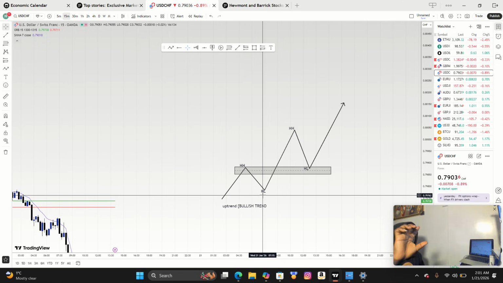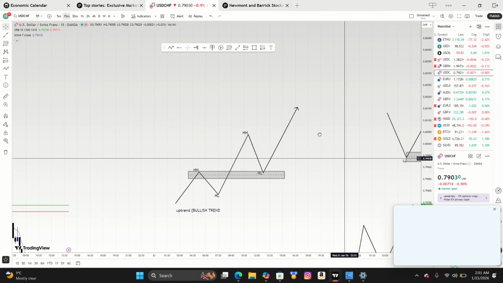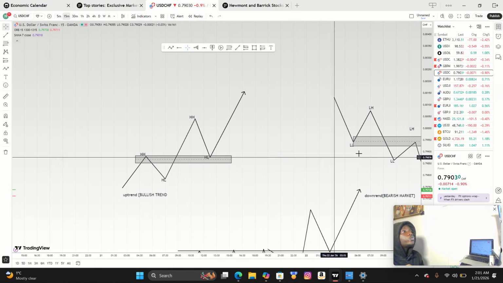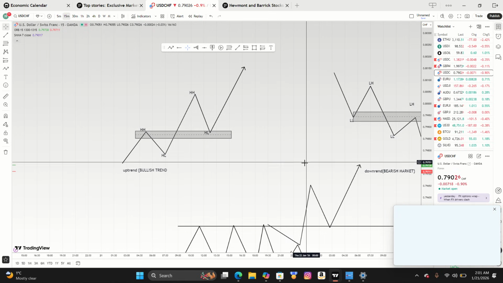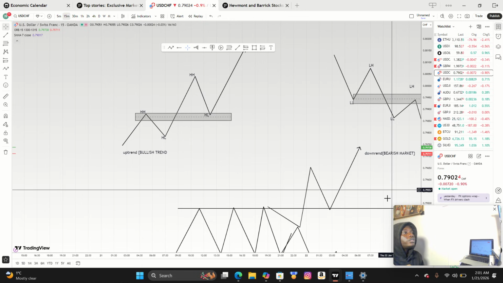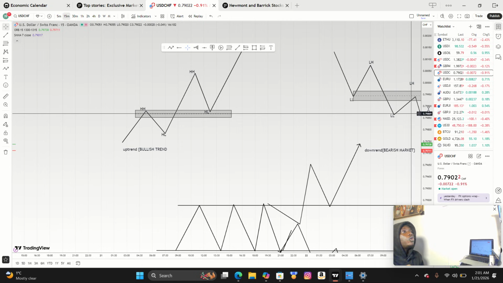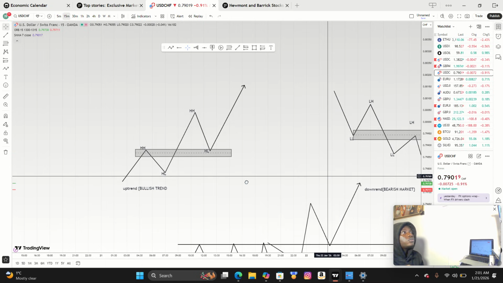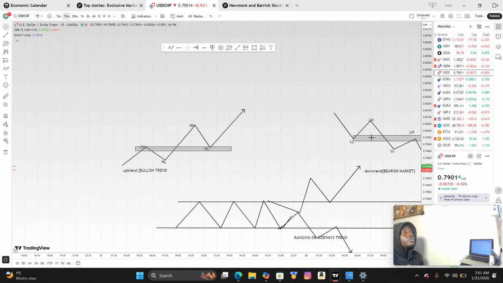The market will always give you a bearish market. So when the market gives you a bearish market, you need to understand that it has to give you different kinds of structure, just like the uptrend I just mentioned. In a bearish market, you will always see the market giving you a lower high, lower low, lower high, lower low, lower high.